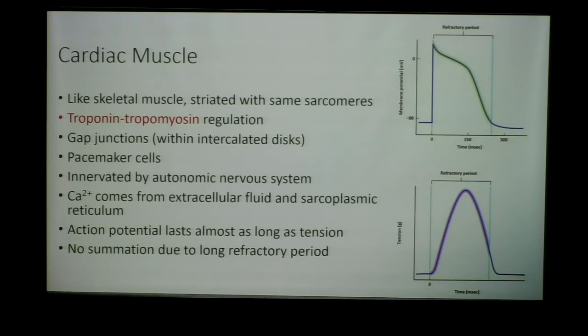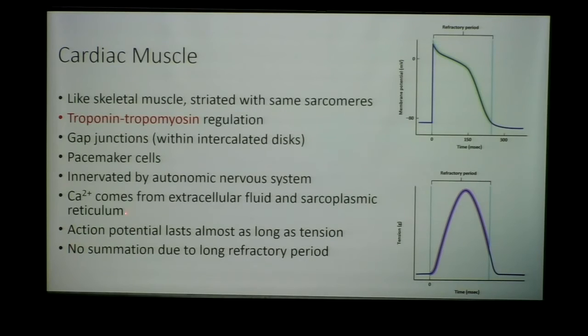We see pacemaker cells in cardiac muscle, right? Again, that spontaneous ability to depolarize the cell. We did not see that in skeletal muscle. We did not see that in multi-unit smooth muscle. We see innervation by the autonomic nervous system, which we know, right? The types of tissues that are innervated by this system.